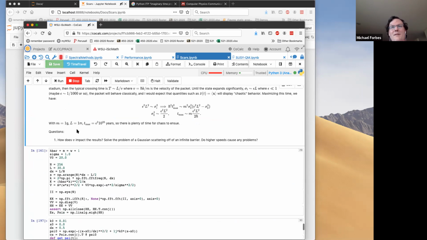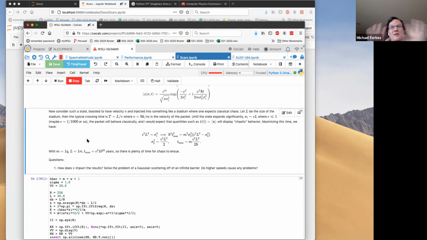And my question is, if you did the stadium thing with infinite walls, when the particle bounces in, how does a Gaussian bounce off? This may be something you want to do. How does a Gaussian wave packet bounce off a hard wall? Does that cause it to expand more rapidly or not? I don't know.